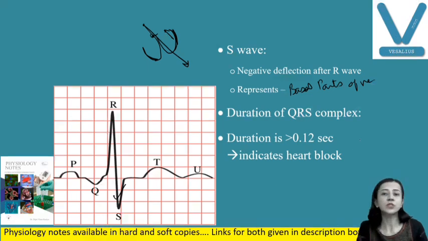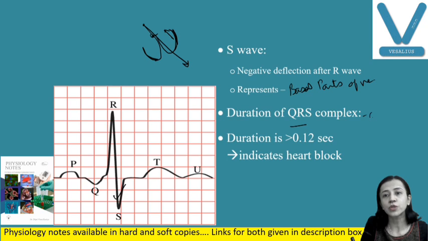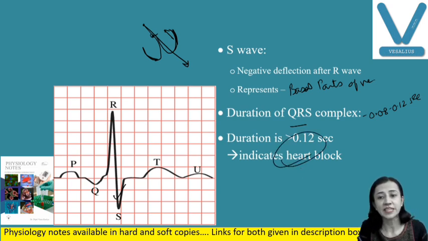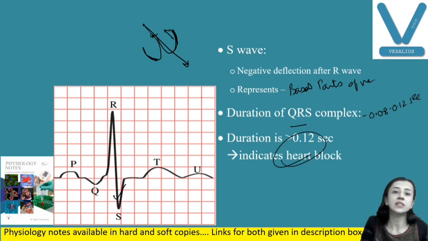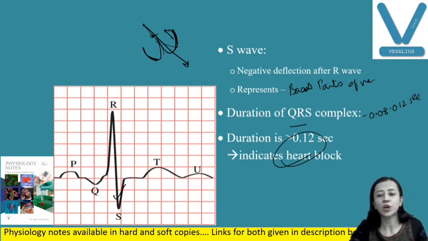Now what is the duration of the QRS complex? We have already discussed. That is about 0.08 to 0.12 second. It should never be more than 0.12 second. If it is more than 0.12 second, it denotes a block in the bundle branches. Most of the cases in bundle branch block, this is prolonged.